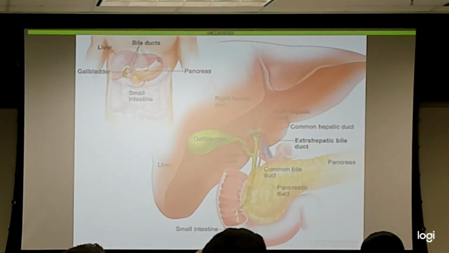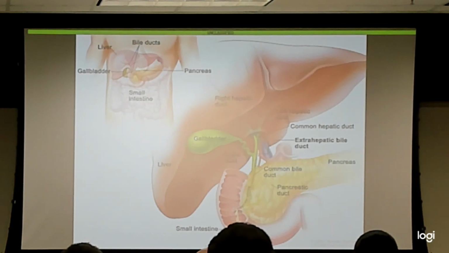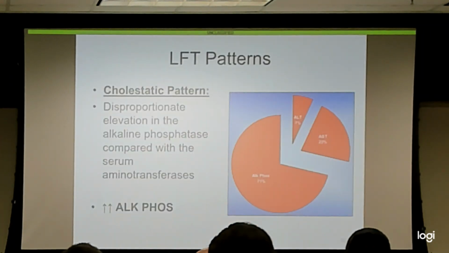Okay, so knowing where a stone is, is important as well. If it's low near the pancreas, that's going to be called choledocholithiasis. So when it's involved with the pancreas, it's choledocholithiasis because it's down near the duodenum. If it's up a little higher before the pancreas, it's just cholelithiasis. Okay, make sense? We'll talk about that a little bit more.